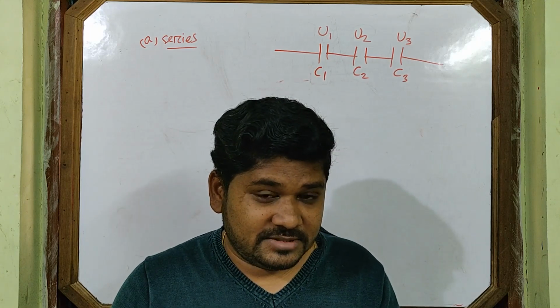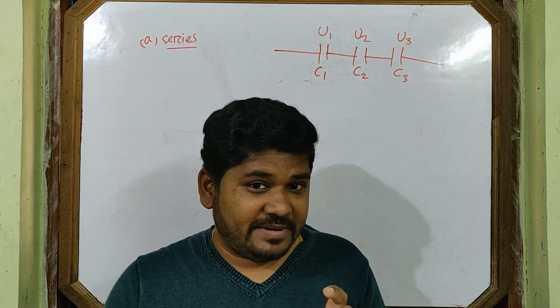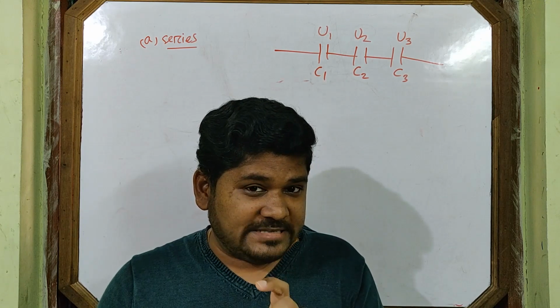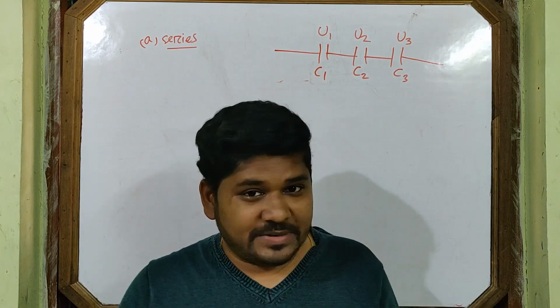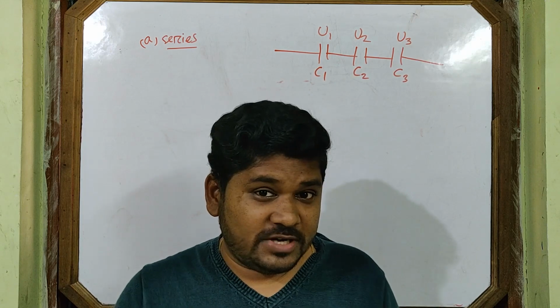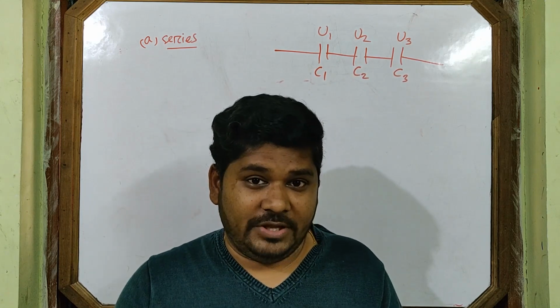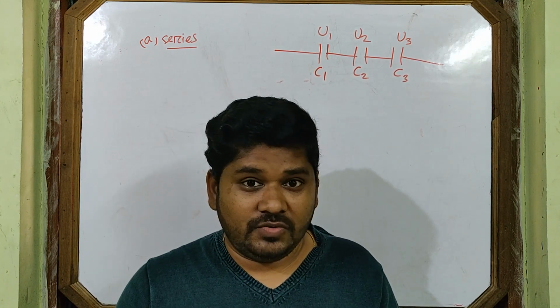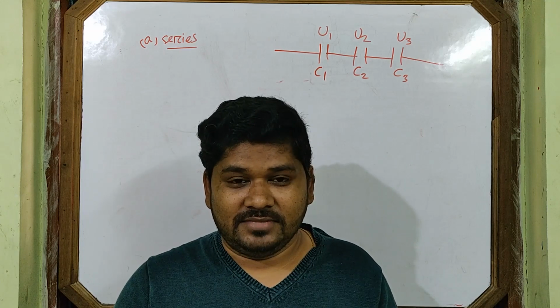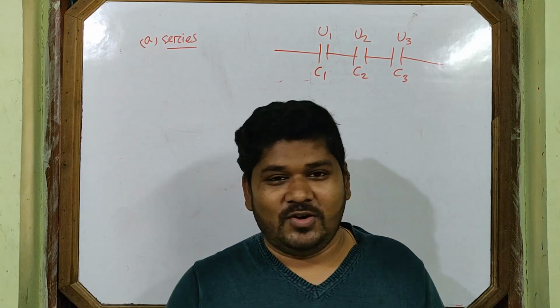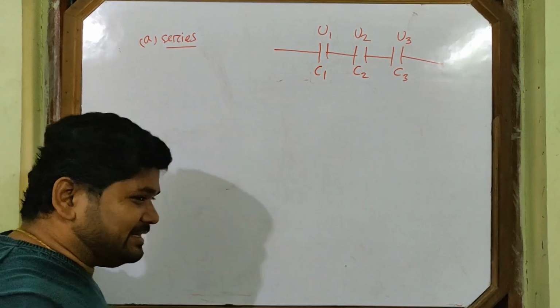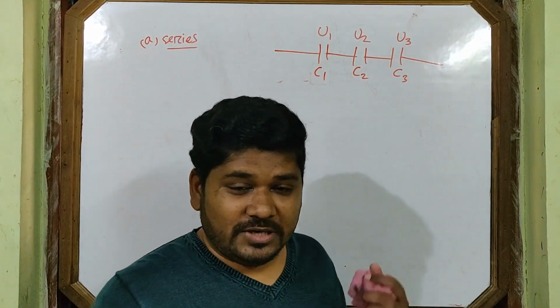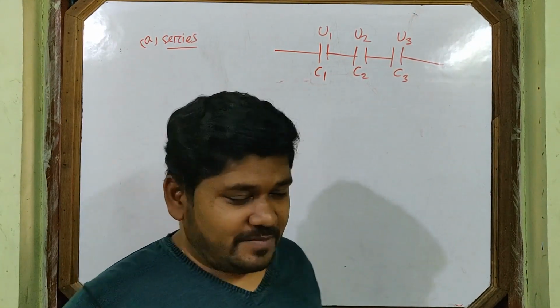Just guess. In the series combination, what is the effective capacitance? 1 by C is equal to 1 by C1 plus 1 by C2 plus 1 by C3. What is the total energy stored also? 1 by U is equal to 1 by U1 plus 1 by U2 plus 1 by U3. Is it like this? No, not like that. Let's see what will happen. We'll prove it, then we will confirm.